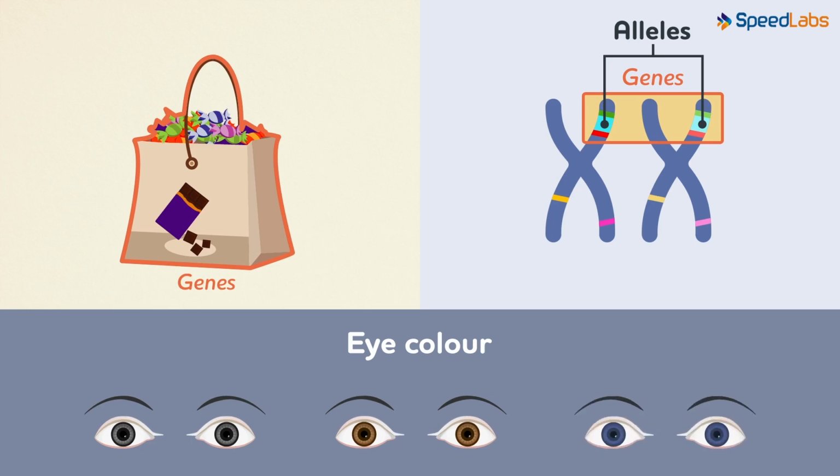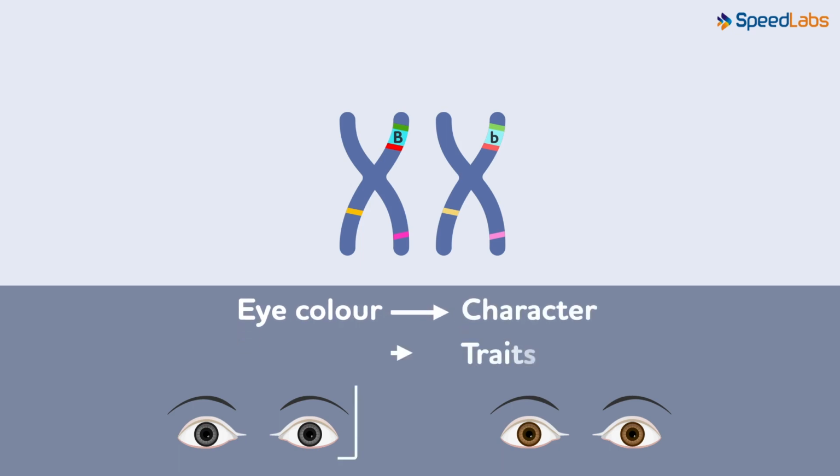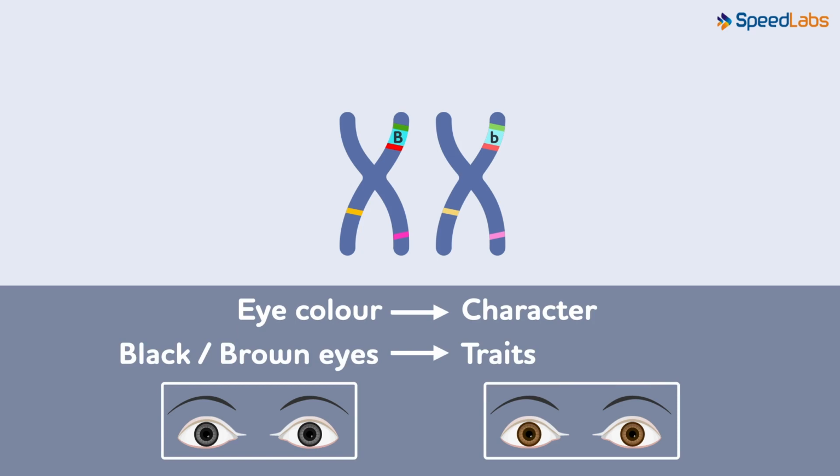Now, getting back to these chromosomes, here we select the trait eye color. But the genes for eye color are not the same on each chromosome. The uppercase B represents the gene for black eye color, while the lowercase b represents the trait of brown eye color. That means the character here is eye color, and the two traits are black and brown colored eyes.